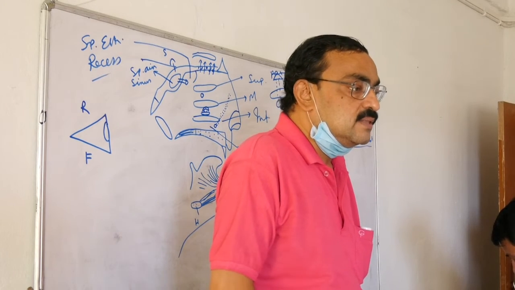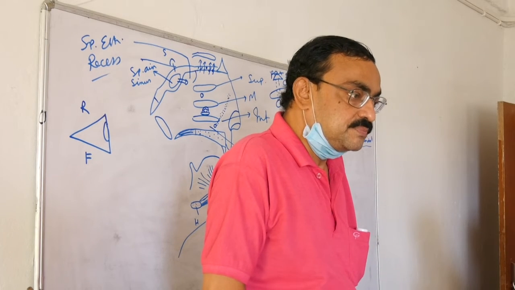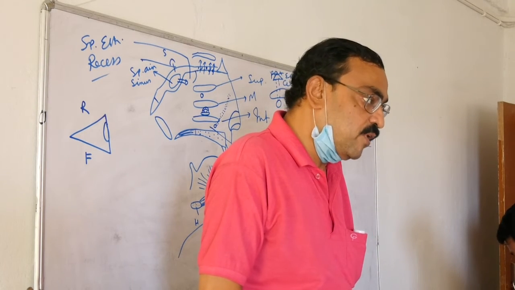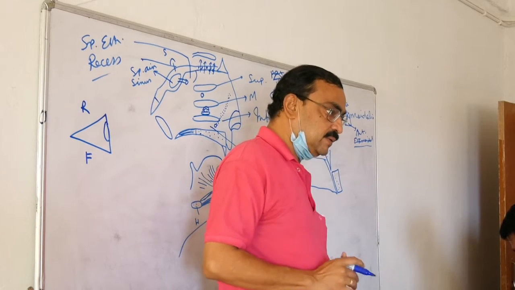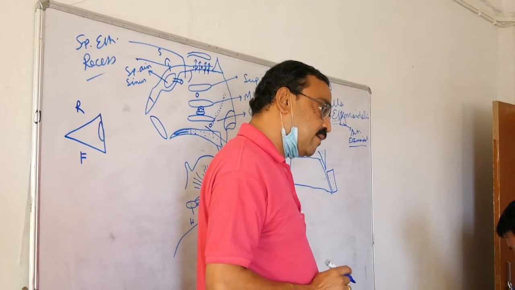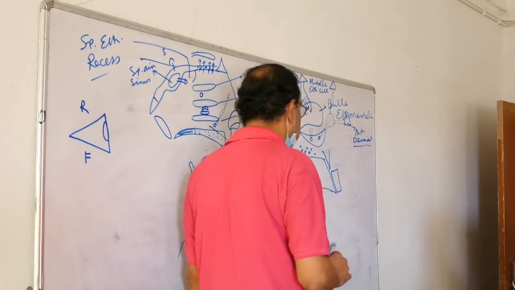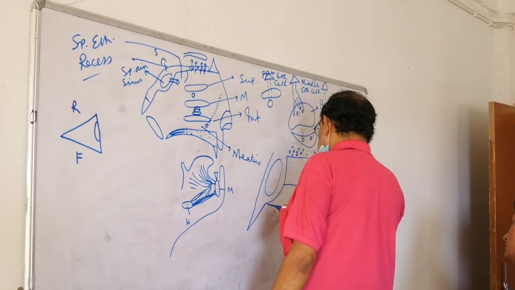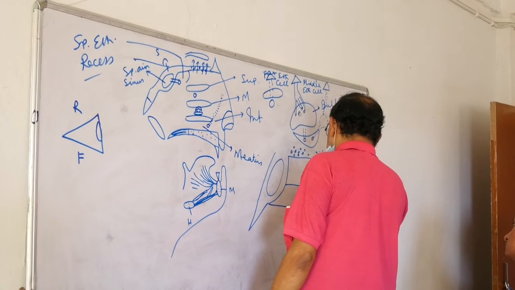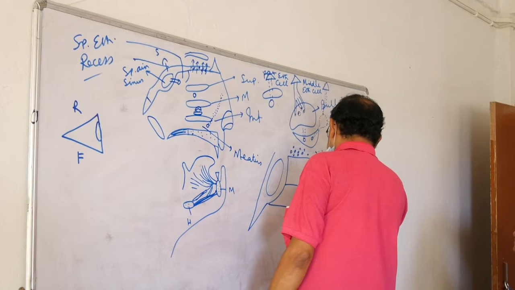It articulates with the frontal spine, the nasal spine of the frontal bone and the nasal bone. Clear? Below we will get the vomer.